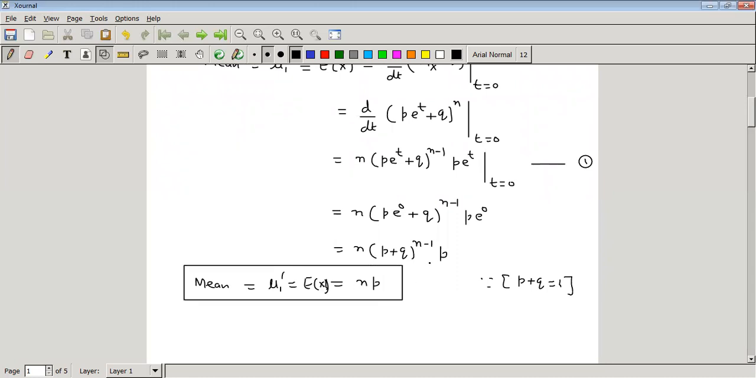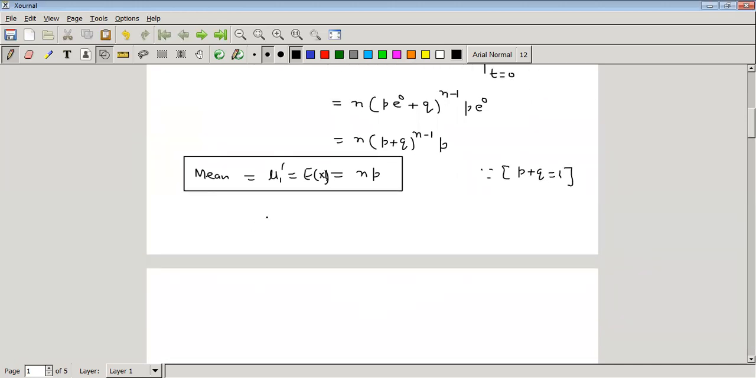Now we have to find the variance. Variance of X is equal to the expectation of X square minus the expectation of X whole square, that is also equal to mu2 dash minus (mu1 dash) whole square. We have already found mu1 dash, which is equal to n into p. So what we have to do is find mu2 dash. So let us find mu2 dash.